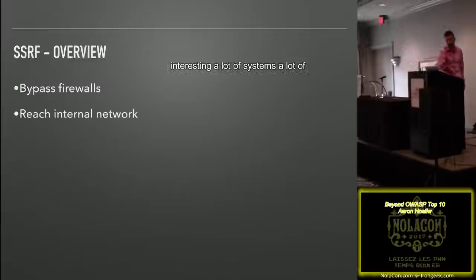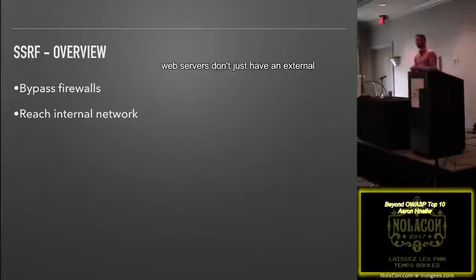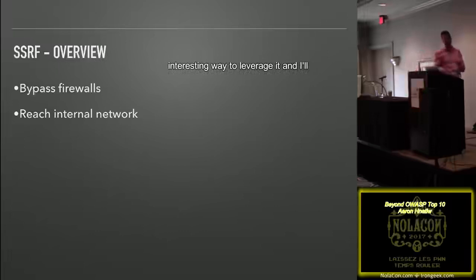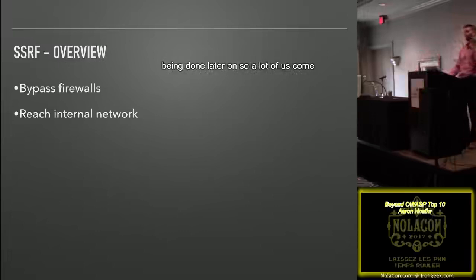Similarly, this is really interesting. A lot of web servers don't just have an external facing interface. A lot of them also have an internal facing interface as well. So if an attacker can make a server make requests out for them, they can see what's on that internal network as well. So they can not only make requests out to the internet, they can make requests out to the internal network, which is normally not accessible to anyone on the outside. So it's another really interesting way to leverage it, and I'll give you an example of that actually being done later on.